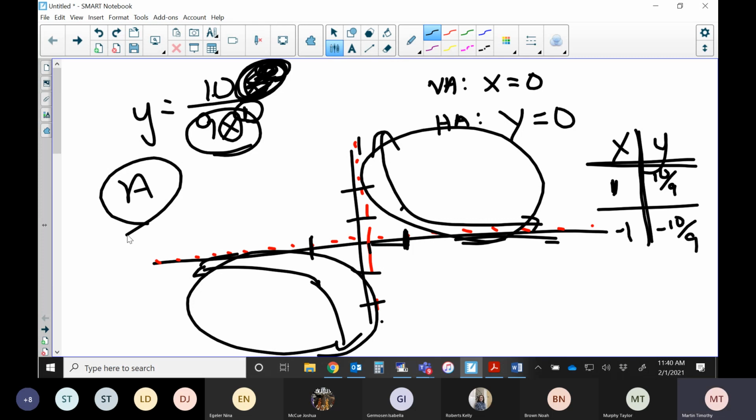If I wanted to graph it better, I would just pick more x's, plug in, and figure out the y's.